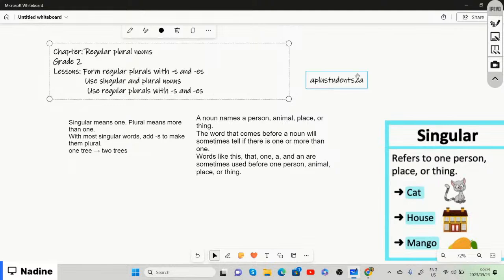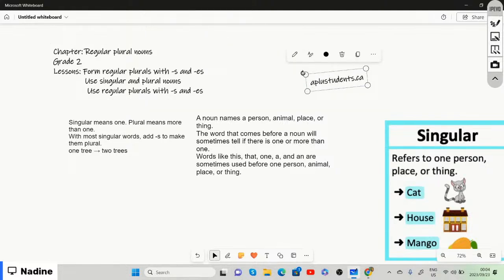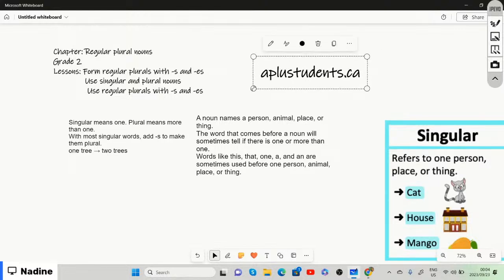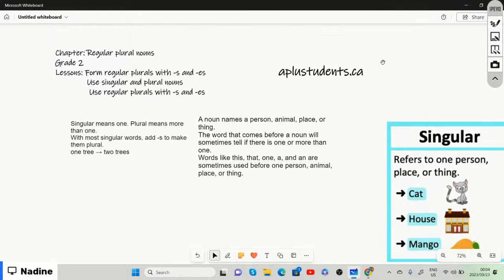And we are doing our lesson on aplusstudents.ca. So if you do want to go back, go to the chapter, the specific grade is on the board, as well as the lessons that we shall be focusing on. So our lessons are on aplusstudents.ca.